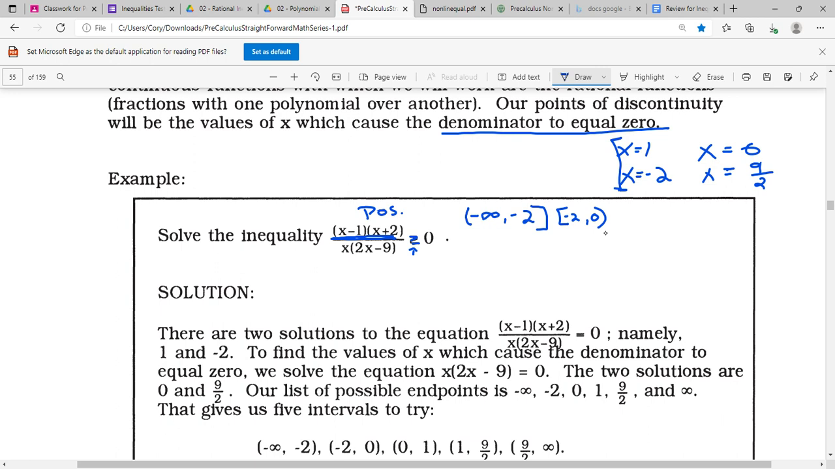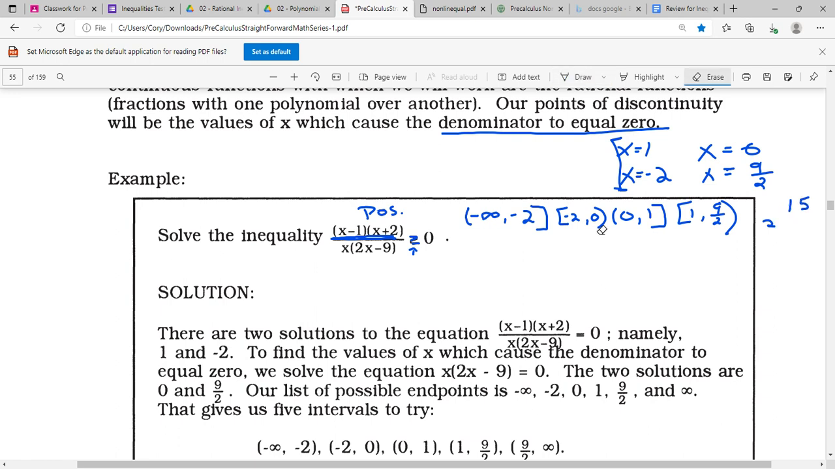And then we've got from 0 to 1, and our 1 needs to be a square bracket because it could be equal to 0. And then we're going to have from 1 to 9 over 2. And if it makes it easier for you, you could say 9 divided by 2 would be 4.5.